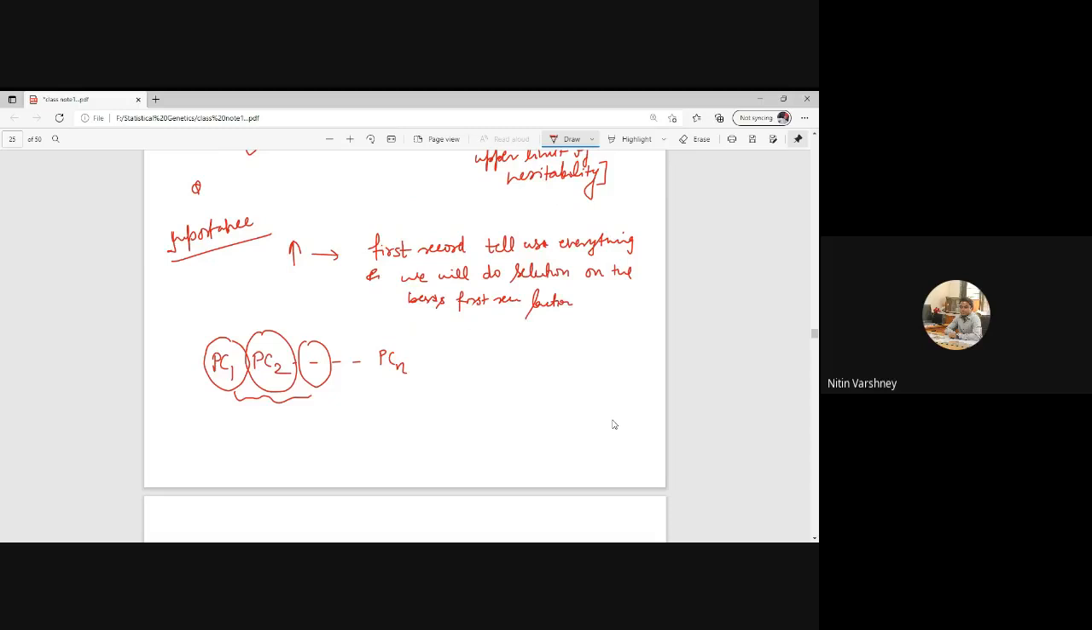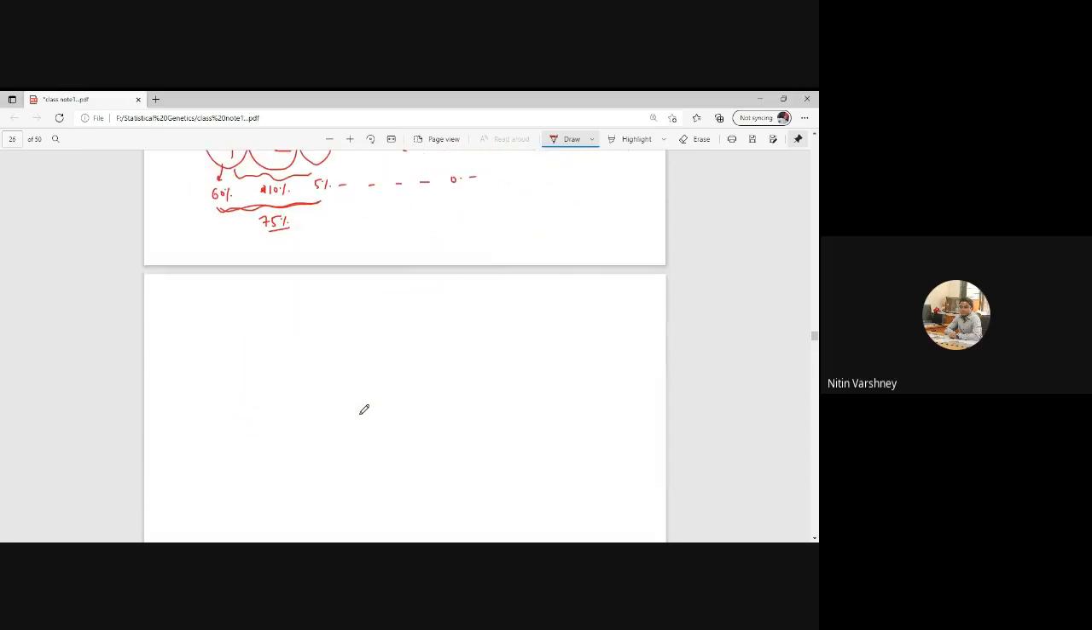So the same concept is here. Suppose the first principal component is telling 60% of variability, the second one is telling 10%, and this one is 5%. If we add them up, the cumulative of these three is about 75% of variability, and the rest will be very little. Okay, so this is the concept. Now we will move to our next topic, that is inbreeding.